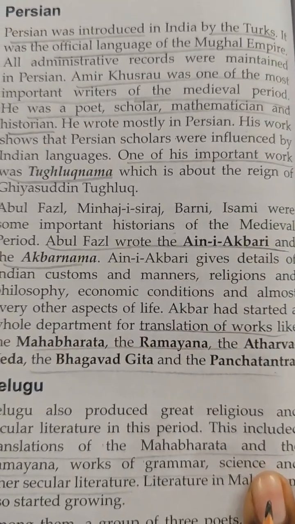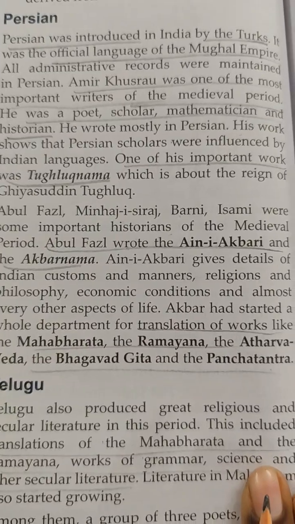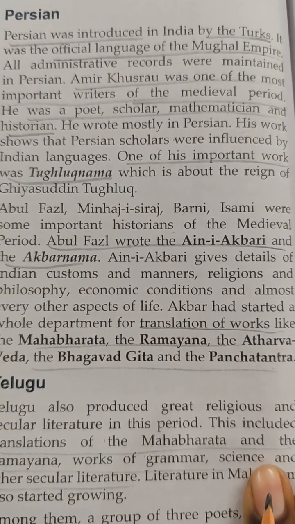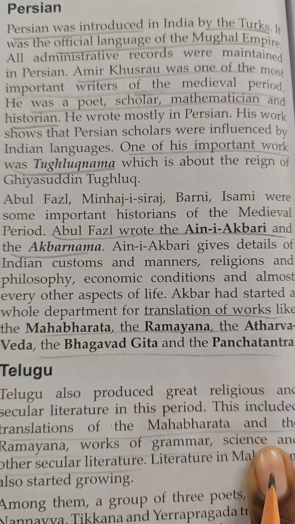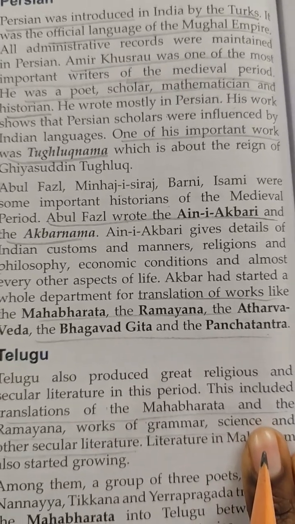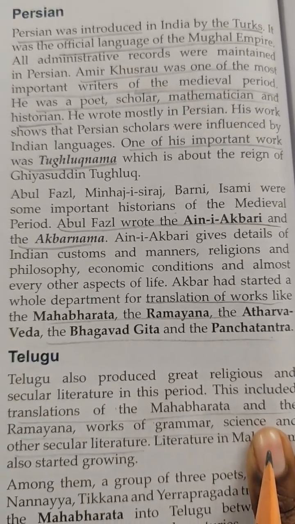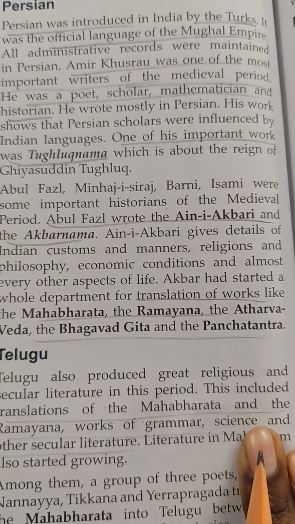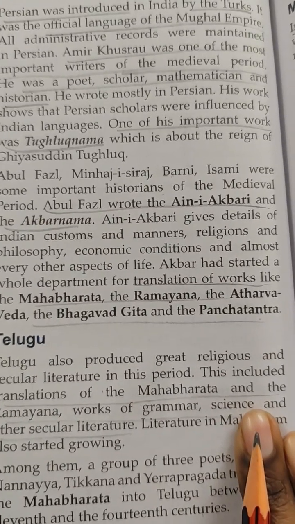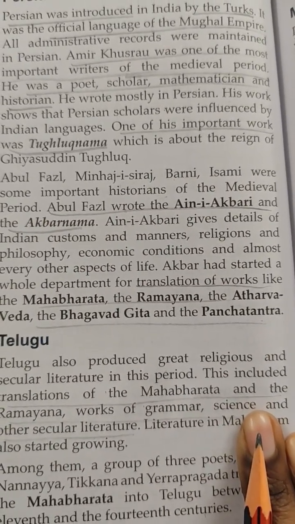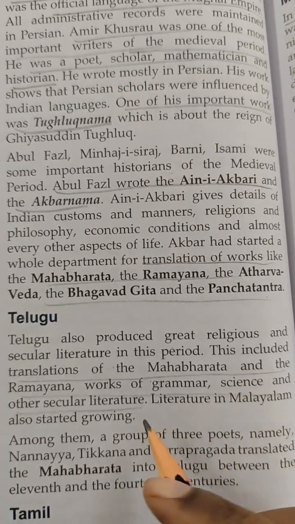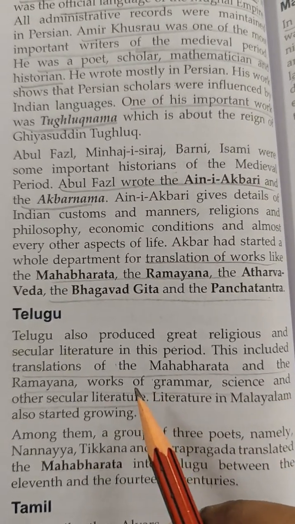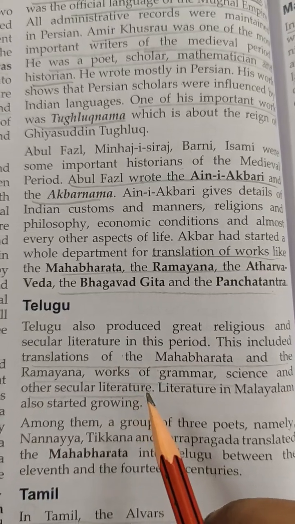One of the most important writers of the medieval period, Amir Khusro, was a great poet, scholar, mathematician and historian. He wrote one of the important works in this language, that is Tughlaqnama. Another work written in this language was Akbarnama by Abul Fazl. Even other texts and epics were also translated into the Persian language.